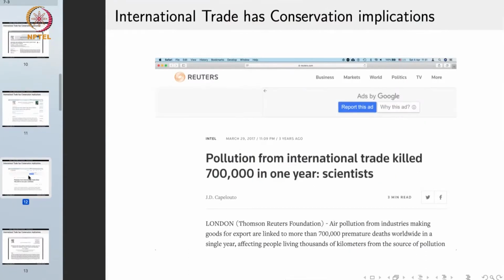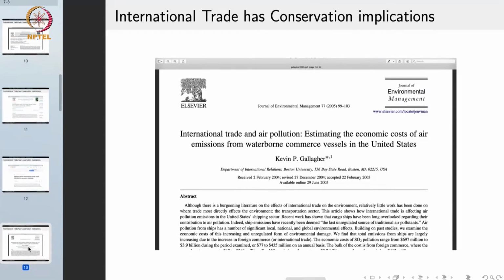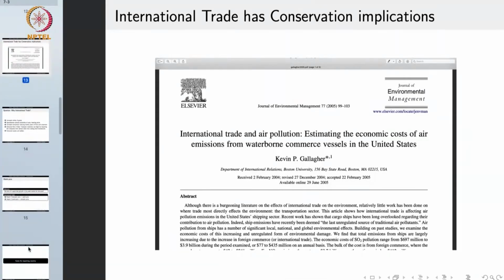Pollution from international trade killed 700,000 people in 1 year. 7 lakh premature deaths worldwide in a single year. So it is not just a theoretical construct, but what we are seeing is that this is actually happening. International trade and air pollution, estimating the economic cost of air emissions from waterborne commerce vessels in the United States.